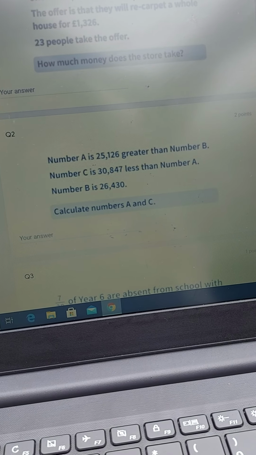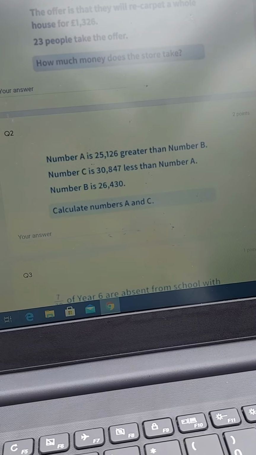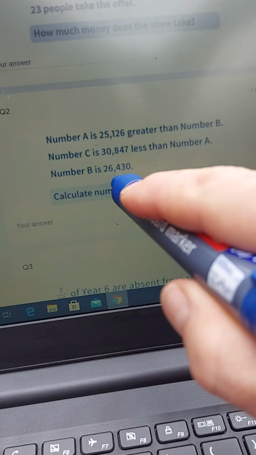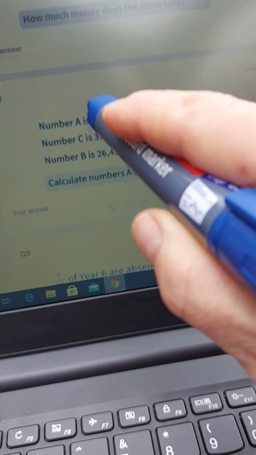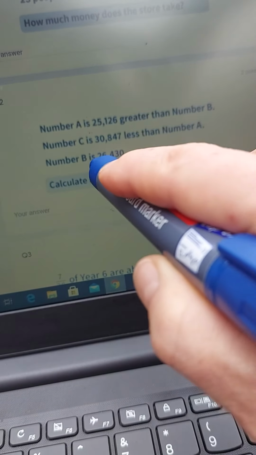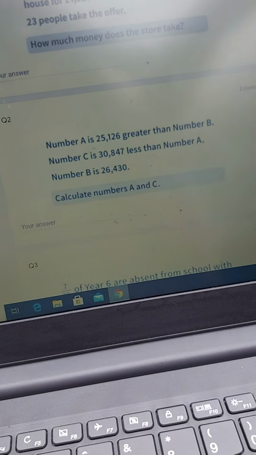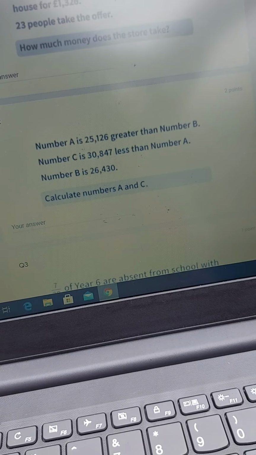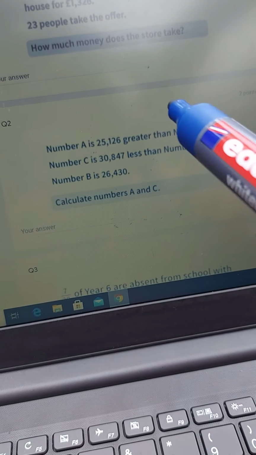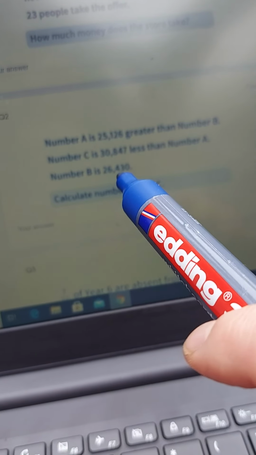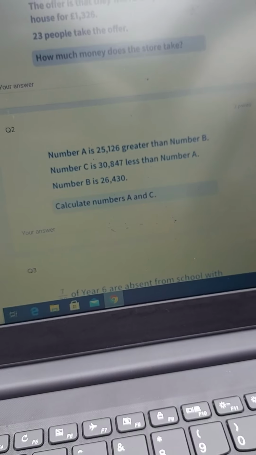So number A is 25,126 greater than number B. Well, there's number B there. So if I do this number, take away, sorry, add, because it's greater than. So this number, add that number, should give me number A. Yeah. So number A is 25,126 greater than number B. So this number plus this top number. I'm not going to work that out. I'll let you do it.